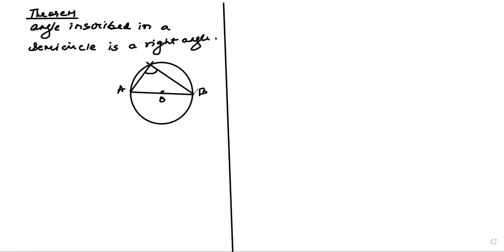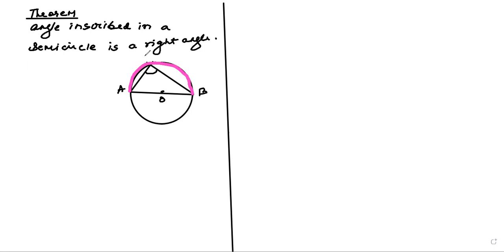Such an angle, we call it an angle inscribed in a semicircle. You can see here the arc containing it. Let me show you like this, children. This arc which is containing it, the pink color arc, is a semicircle. So this is an angle inscribed in a semicircle.